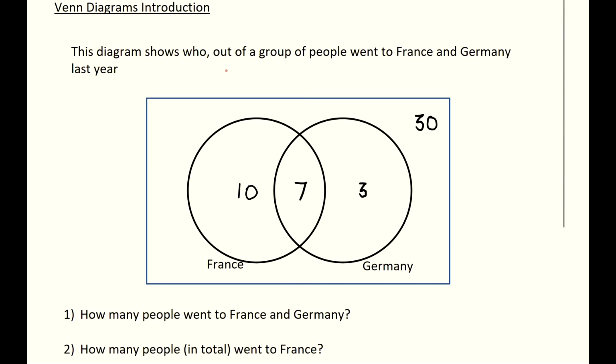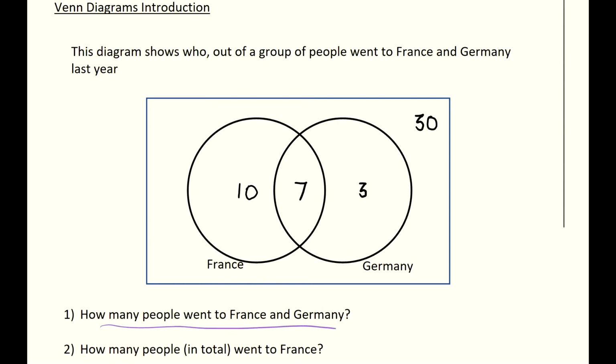So here I've got the diagram which shows who, out of a group of people, went to France and Germany last year. And as always, there is a handout included in the video description, which you can go through along with what I'm going through right now, and try the questions that I'll show later on. So we can see we have these numbers as we go through them.